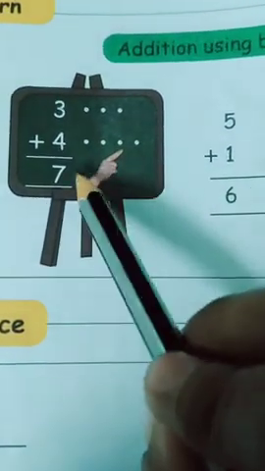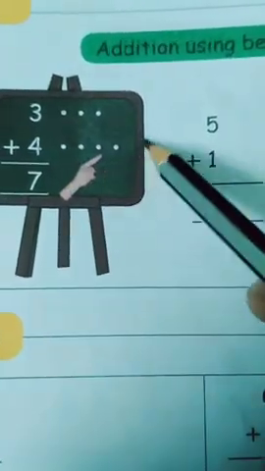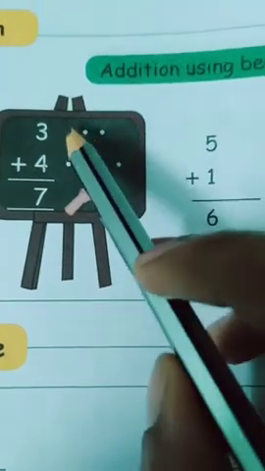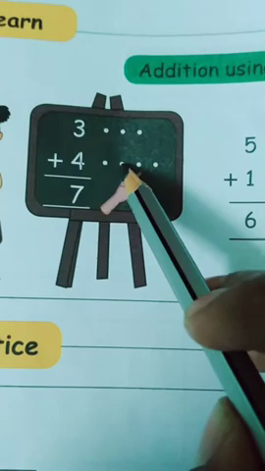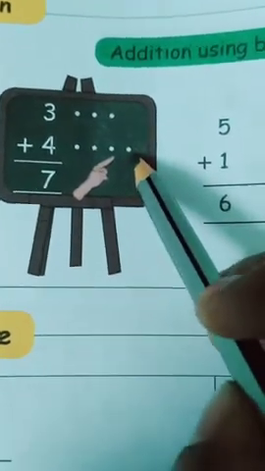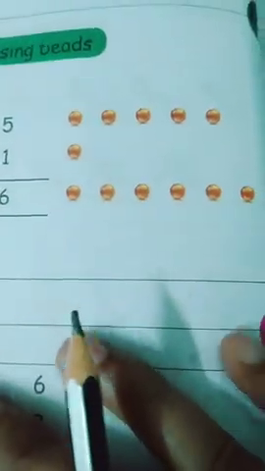Now the dots are kept. Now we want to make the addition. We want to count all the dots. 1, 2, 3, 4, 5, 6, 7. How many? 7. So 7 is the answer. Okay, this is the addition. Now the second example.